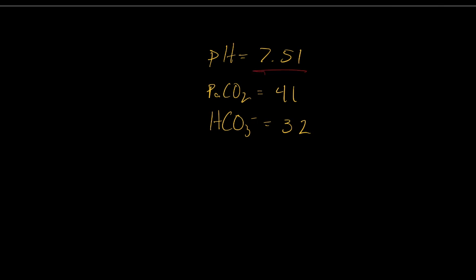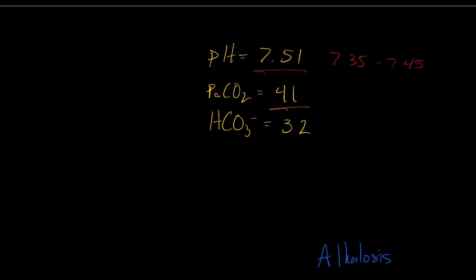So we know we're at 7.51. So is that too basic or is it too acidic? Right? Well, we're too high. We're above our normal 7.35 to 7.45. So we know automatically we're going to start off, this is going to be an alkalosis disorder.